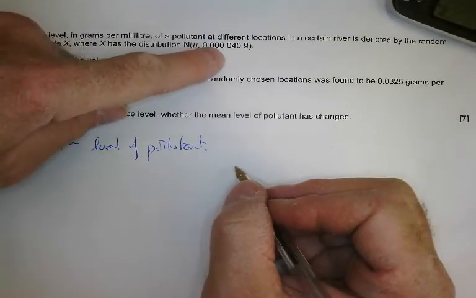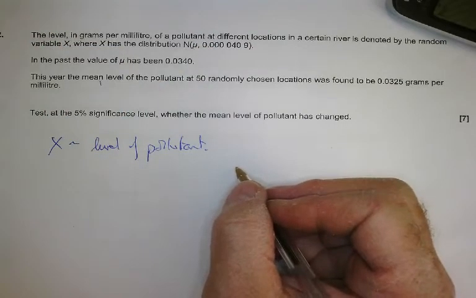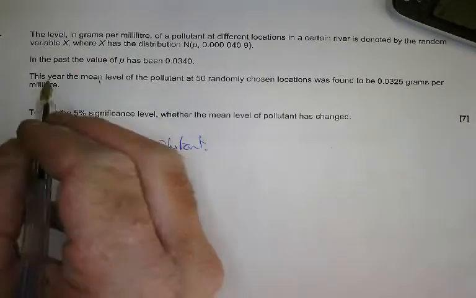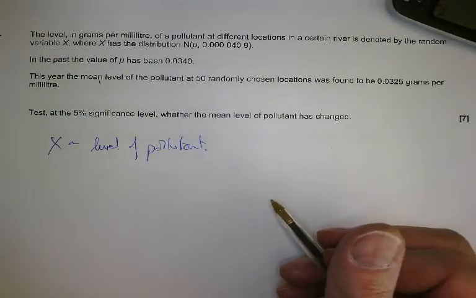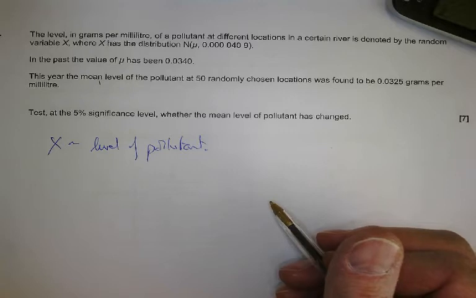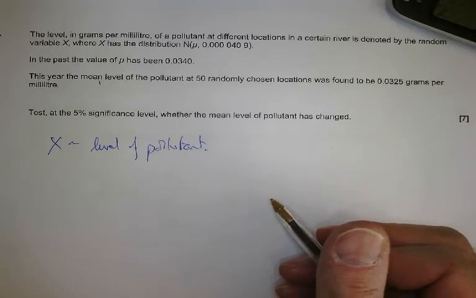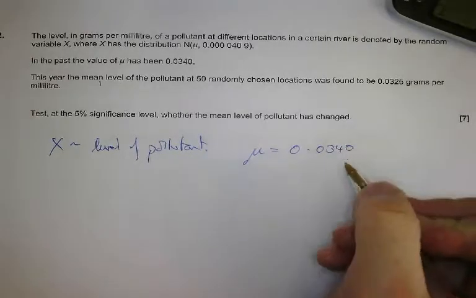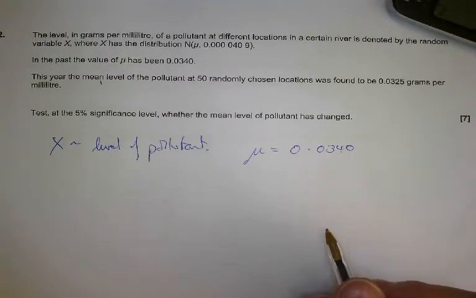Now, interesting, that's a really weird number set they've got going on there. And then it says here, in the past, the value of mu was 0.0340. So that's our past data, what mu was. And clearly here, they're going to be questioning whether that is now right or wrong.